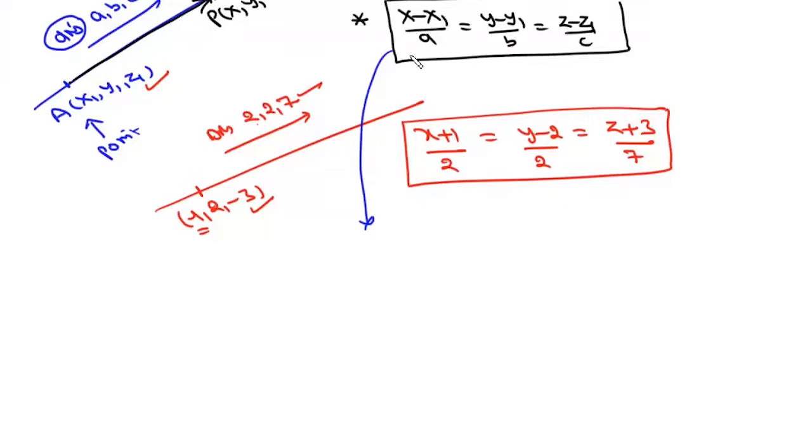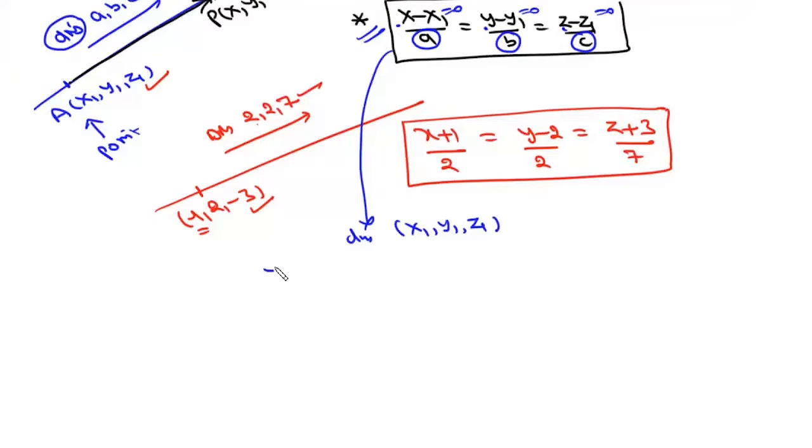So if we express any equation as x minus x1 by A equals y minus y1 by B equals z minus z1 by C, where coefficients of x, y and z are 1, then the numbers in the denominator will represent direction ratios, and if we put all of them as 0, then we get this point on this line as x1, y1, z1.